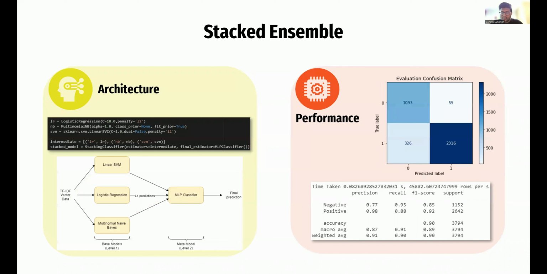In terms of our innovations, stacked ensemble is something that we used. We used the three best performing machine learning models as our base models, and an NLP classifier as a meta model. The model achieved a 90% classification accuracy, which was better than any of the base models. Hence, we can observe that there is a slight improvement as a result of stacking.